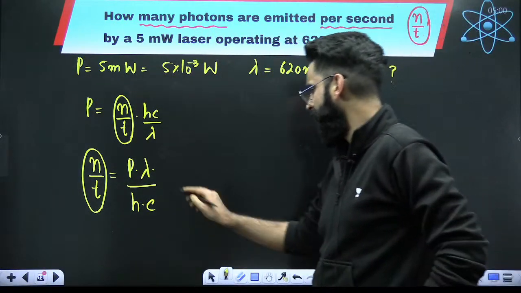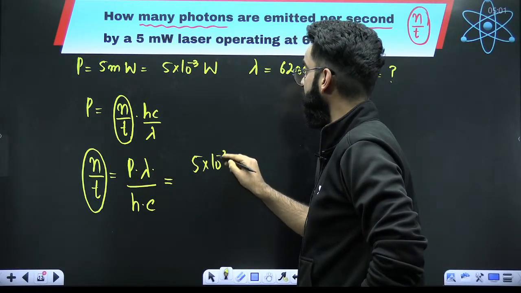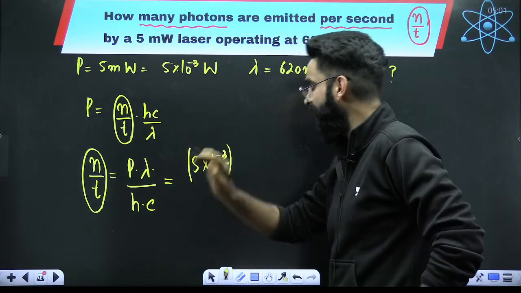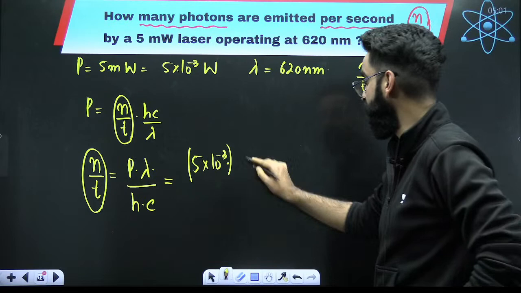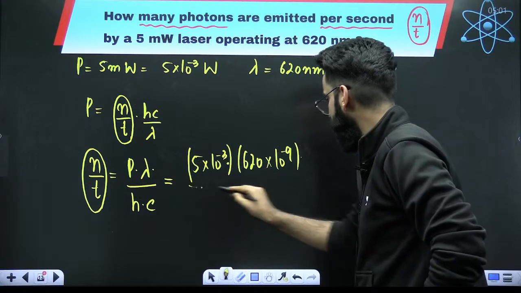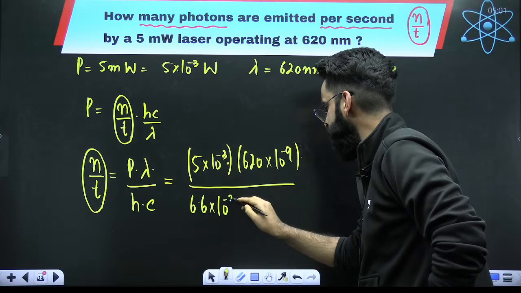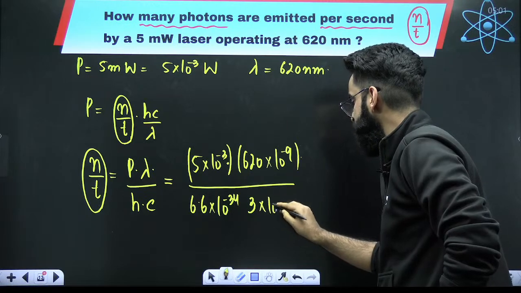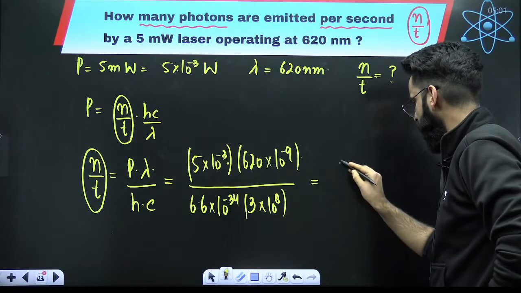Now, how do I calculate it? My dear students, power is given to me. I'm taking power as per SI system, 5 into 10 raised to the power minus 3. If power you are taking as per SI system, lambda has to be taken in SI system as well. Lambda is 620 nanometers, so it can be written as 620 into 10 raised to the power minus 9 meters, divided by H. H as per SI system is 6.6 into 10 raised to the power minus 34 joule second. Velocity of light C is 3 into 10 raised to the power 8 meter per second. So all the parameters I have taken as per SI system. It is now the matter of calculation.